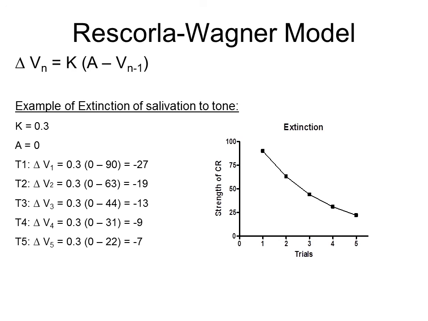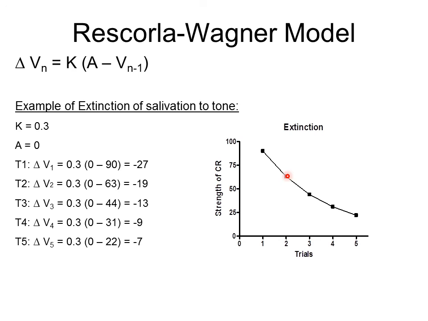Well, extinction then is the situation in which the CS is presented in the absence of the US, and what you get is a gradual reduction in the conditioned response. Well, we started at 90 units, right? And so here we are on trial 1. We start with 90, but after a single extinction trial, we lose 27 associative units, and so that takes us down to a cumulative associative strength of 63.